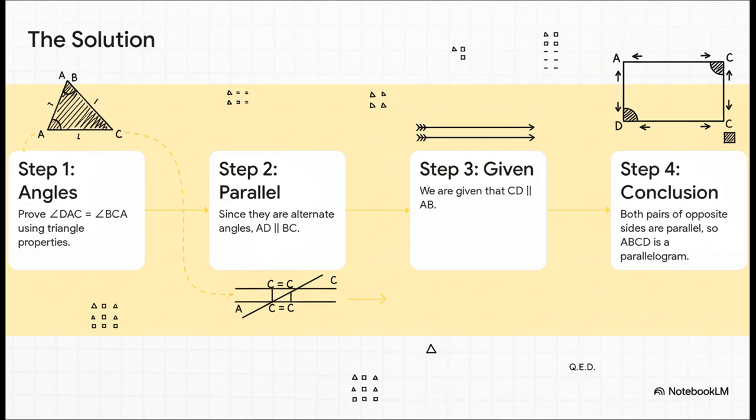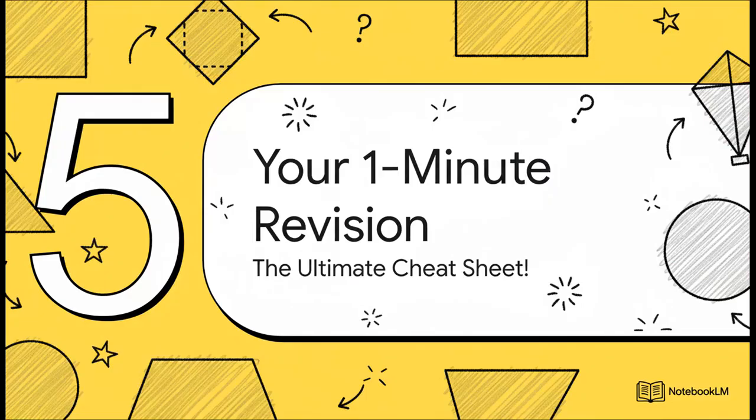Step 3 is the easy part. The question already gave us the answer. It told us that CD is parallel to AB. That's our second pair. And finally, step 4. Since we have two pairs of opposite parallel sides, what does that mean? It means ABCD is a parallelogram. See? Easy peasy.